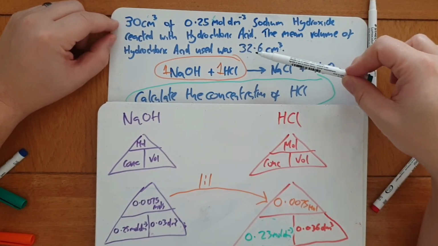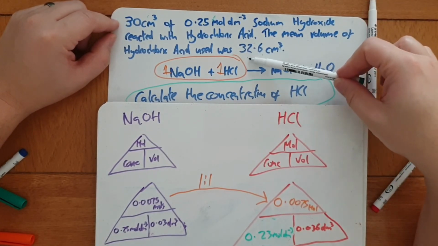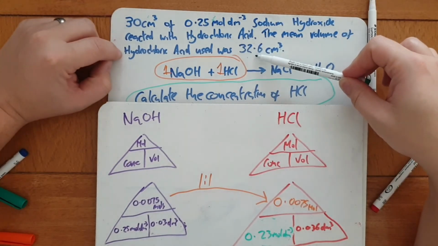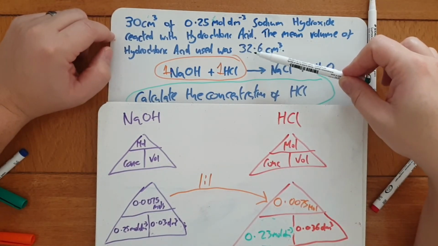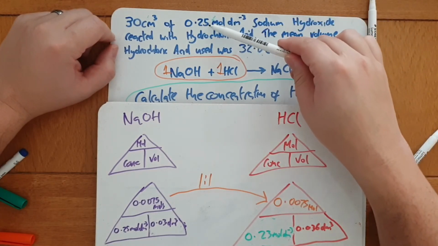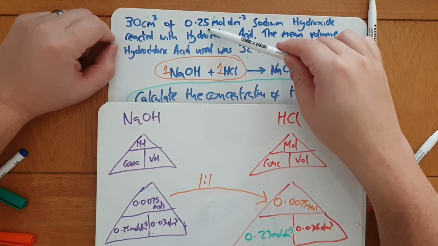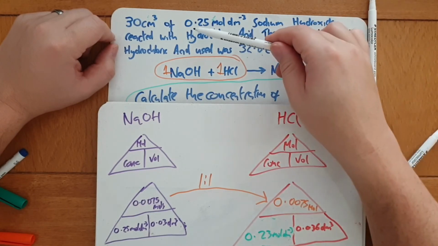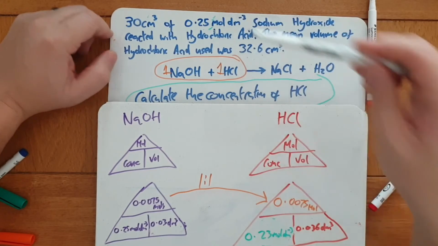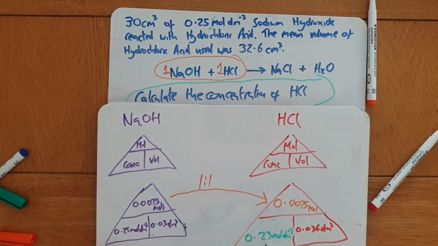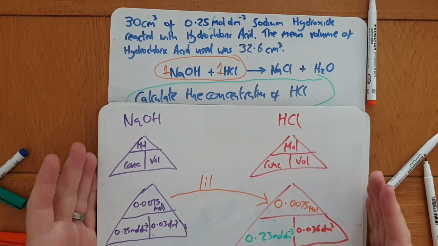But we haven't used 30, we've used ever so slightly more. We've had to use 32.6 instead of 30. So because we've had to use more of it, we can tell the concentration is slightly weaker. So we're after a number that's in the same ballpark as 0.25 moles per decimeter cubed, but slightly weaker than 0.25, and our answer was 0.23. So perfect, slightly weaker, brilliant. So this is what I would do for any titration question.